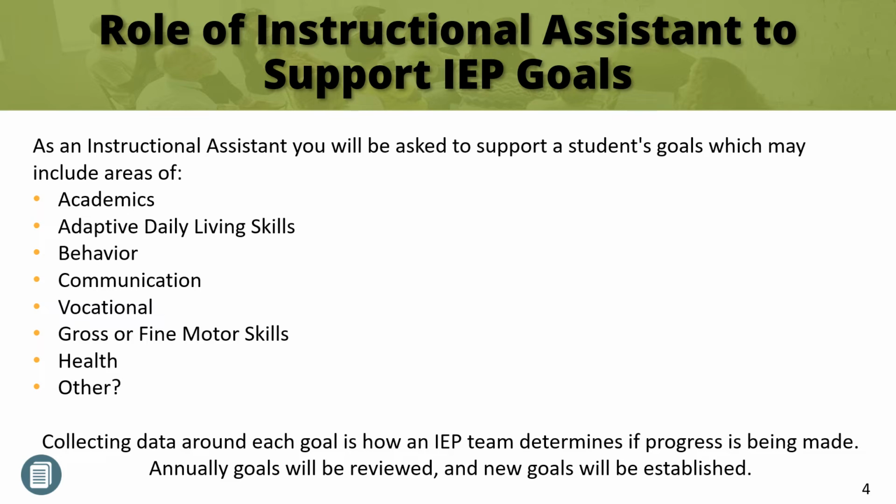Collecting data around each goal is how an IEP team determines if progress is being made. The students' goals are reviewed by the IEP team at least one time per year. At this meeting, the IEP team uses the data you and others have collected in order to determine if progress has been made, if goals have been met, and what new goals may be needed.